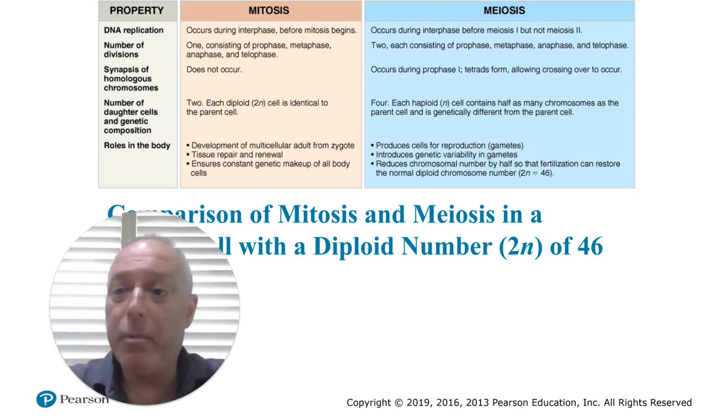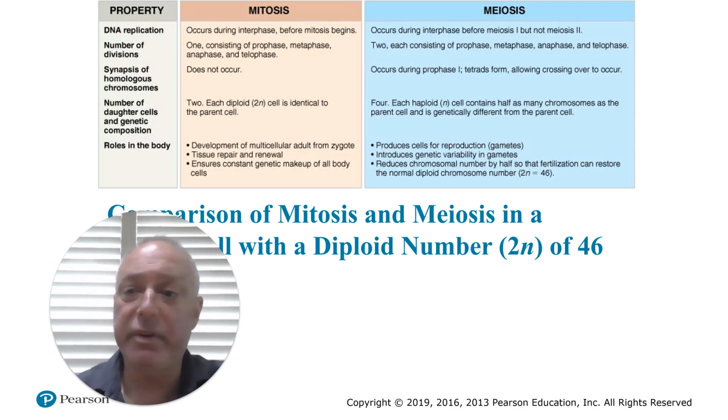The synapsis of homologous chromosomes. This is another way of saying crossing over. It does not occur in mitosis. Crossing over occurs in prophase 1 of meiosis. The tetrads form, which allows crossing over to occur among homologous chromosomes. Then the number of daughter cells that are produced is 2 for mitosis and 4 for meiosis.